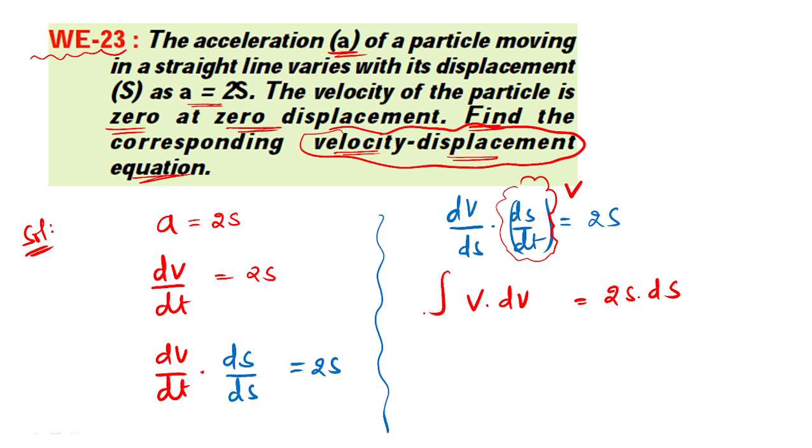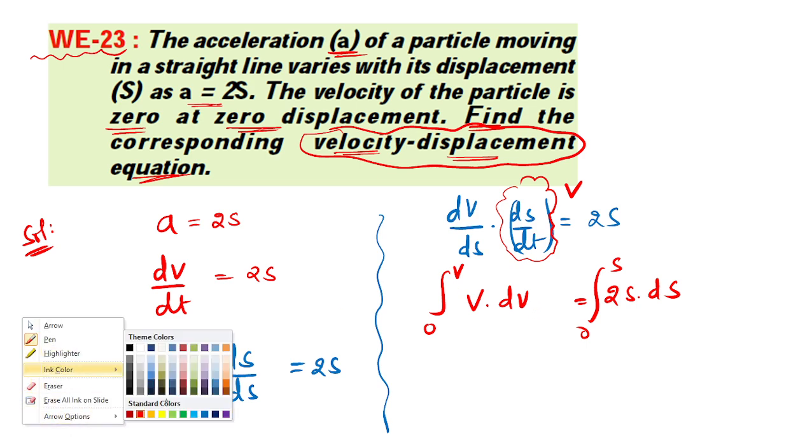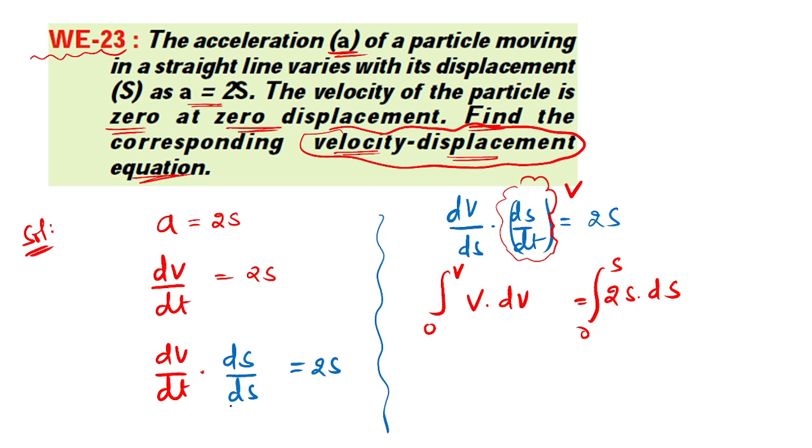As per the question, the velocity of the particle is 0 at 0 displacement, meaning initially both are 0 only. After some time it will be v, and after some time it is s. Now create a relation. It becomes v square by 2, and here it will be 2 into s square by 2. Can I cancel this 2 and 2? Yes or no, right?